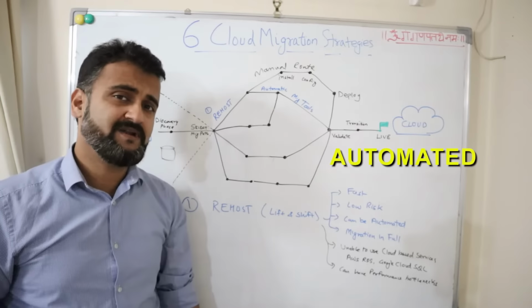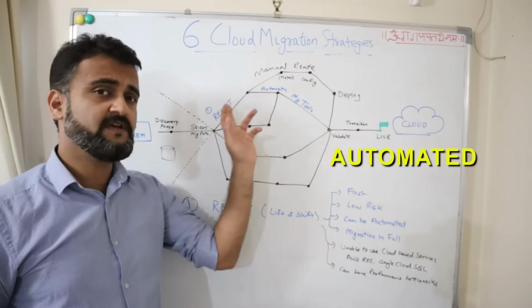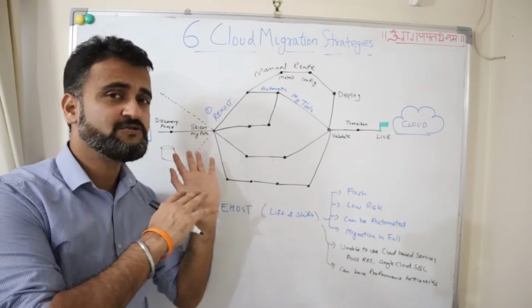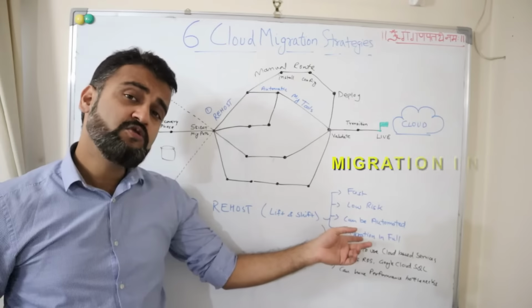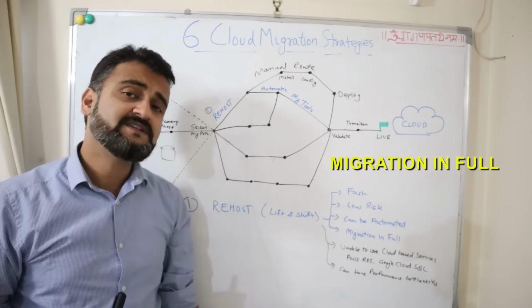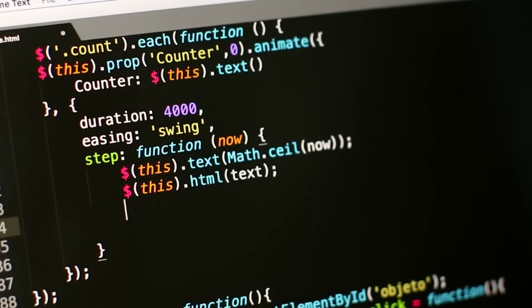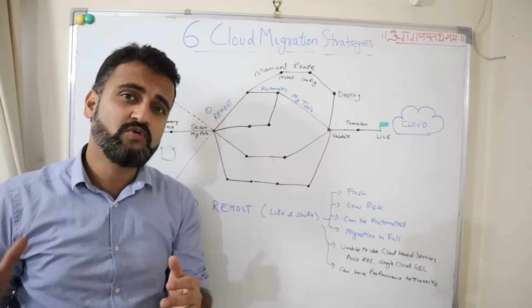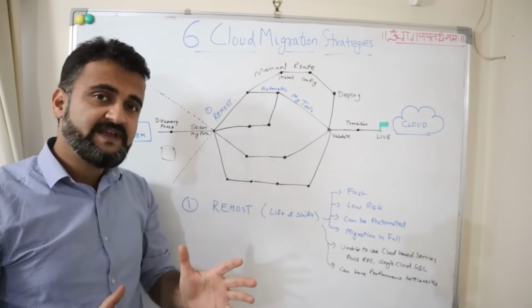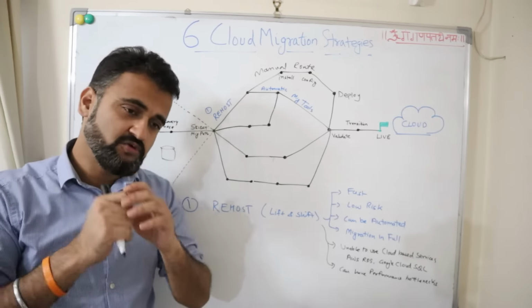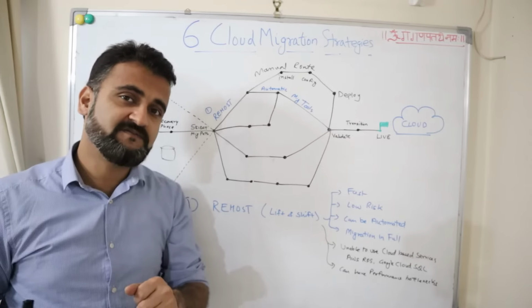Third, it could be automated. As I said, if you have a proper automation strategy, this whole migration could be automated and you will not have any manual effort, and you can do the migration in full, which means that there will be no partial application lying on-prem and partial application moved to the cloud. There would be no silos being created in your DC. You could take the whole application and move it to the cloud. So you could do the end-to-end migration very easily.